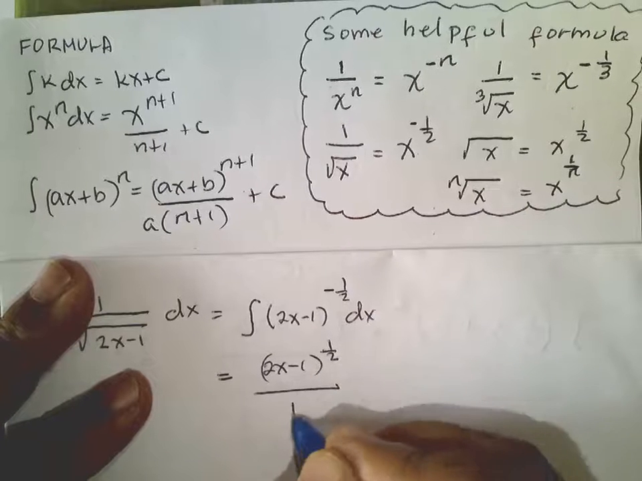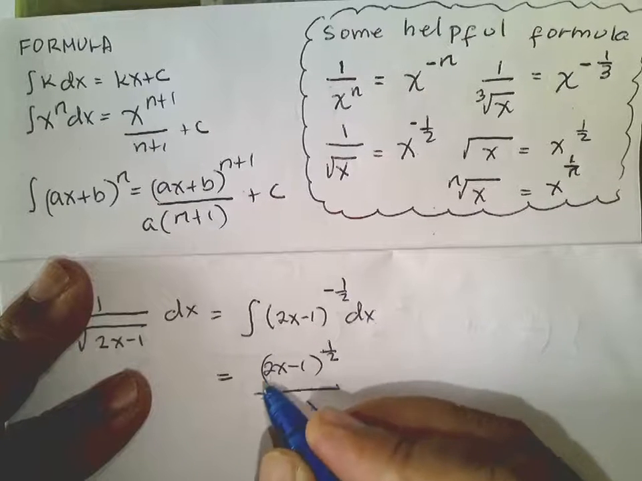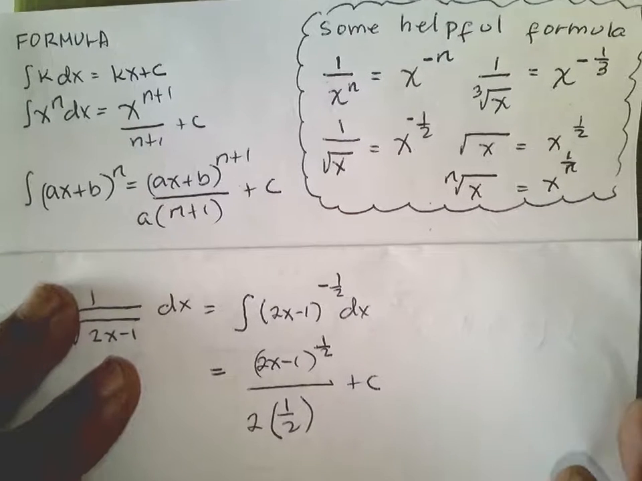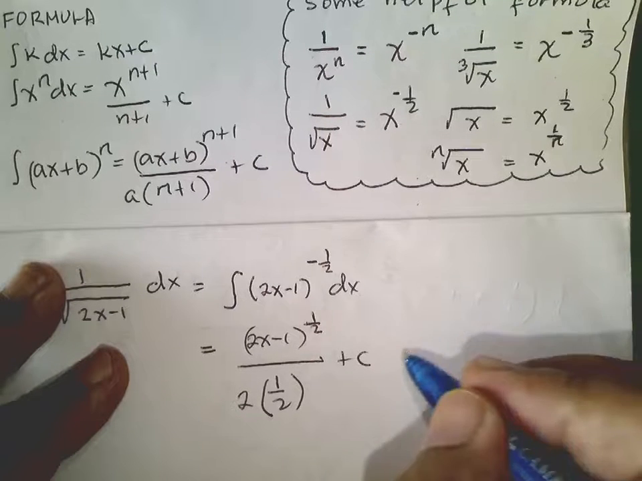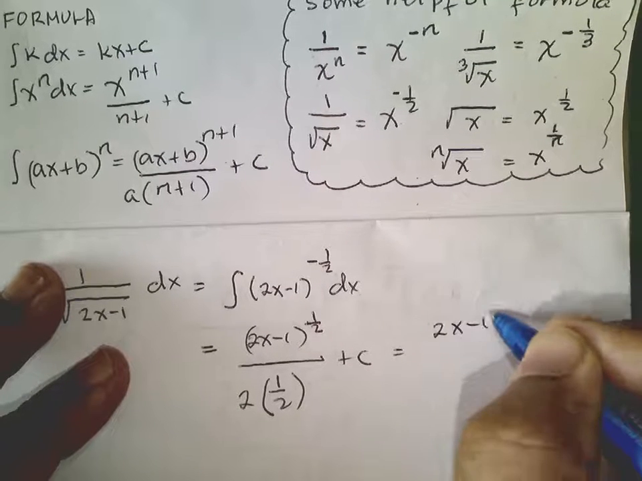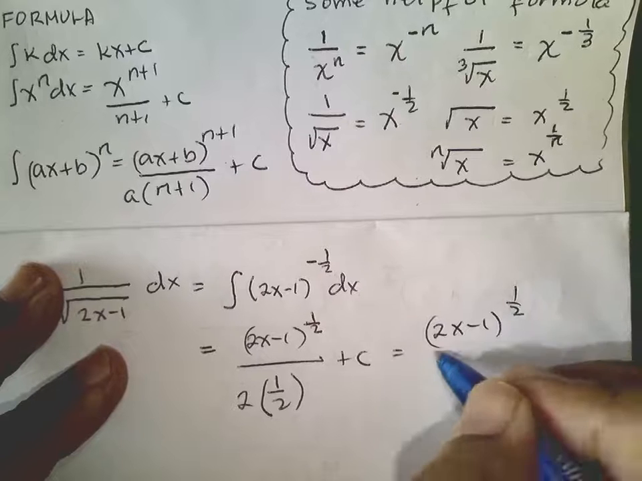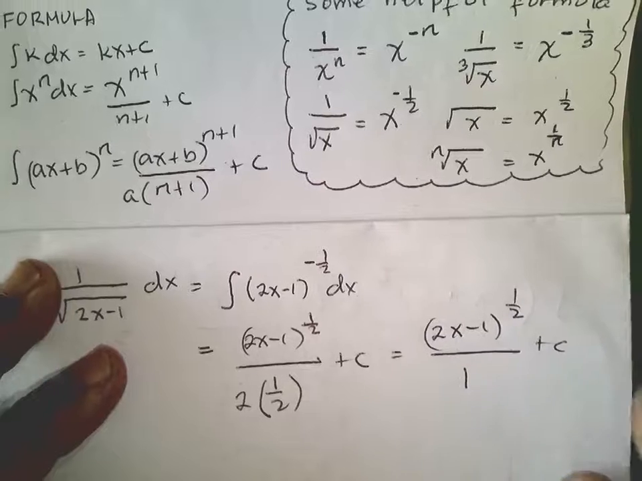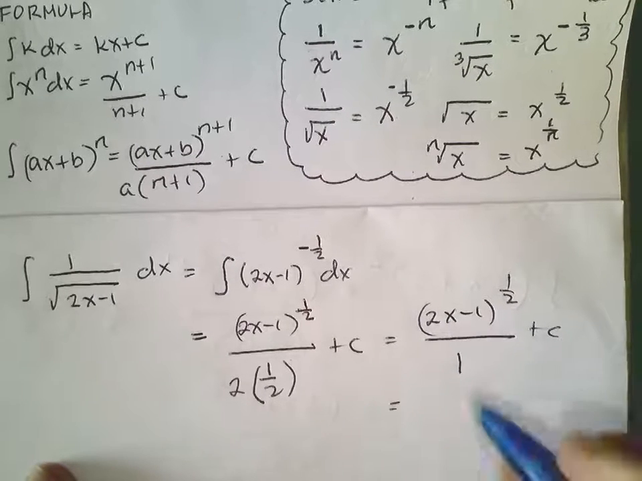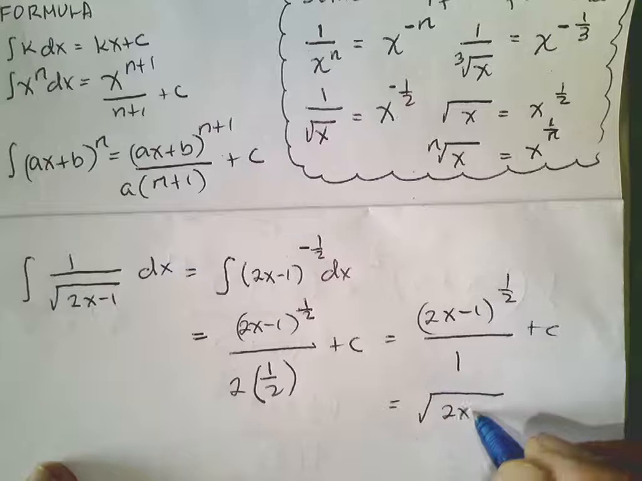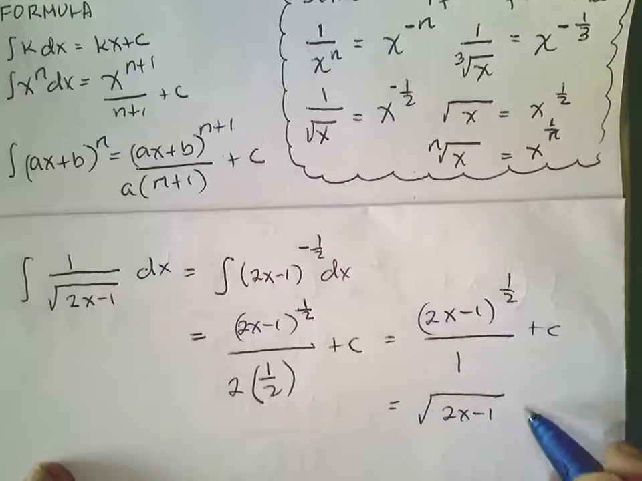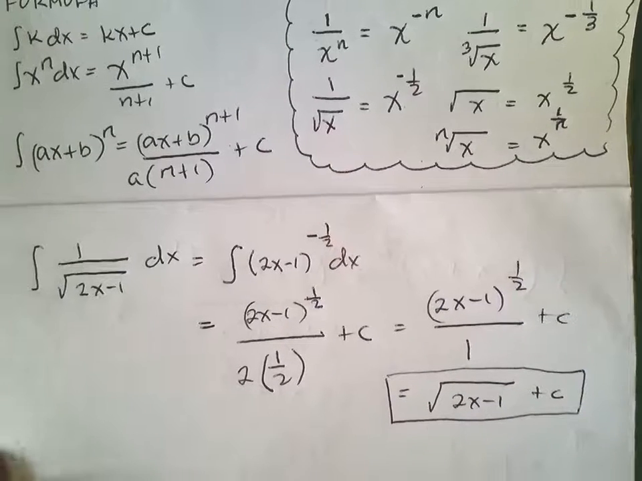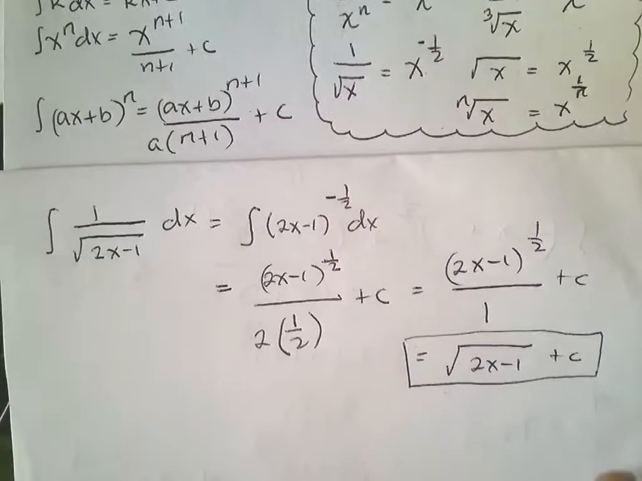Then you copy that 1/2 at the bottom, and then copy whatever the number beside your x, which is 2. Then just affix plus c. Therefore, now you have the final answer: 2x minus 1 raised to 1 half all over 2 times 1 half, which is only 1, then plus c. Now, if your answer is like this, the square root of 2x minus 1 plus c, this is also correct. Okay? Now, let's try to have one more example.